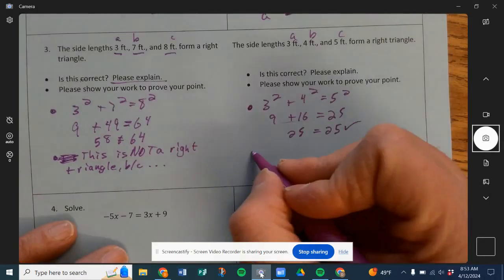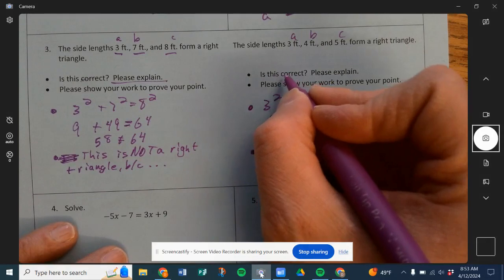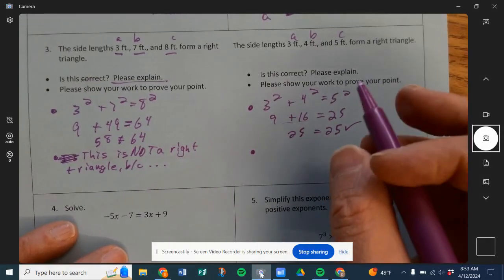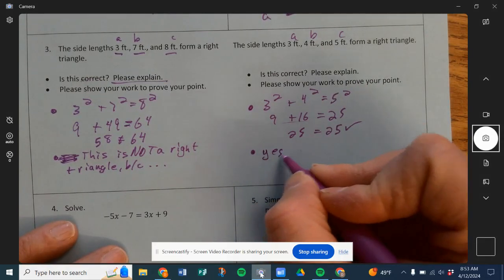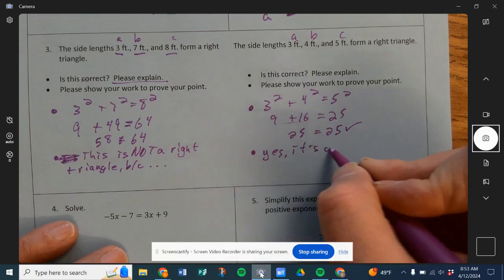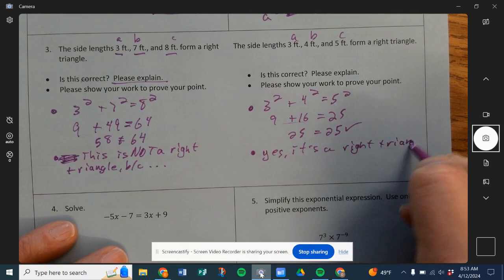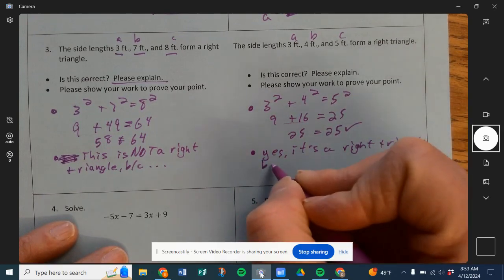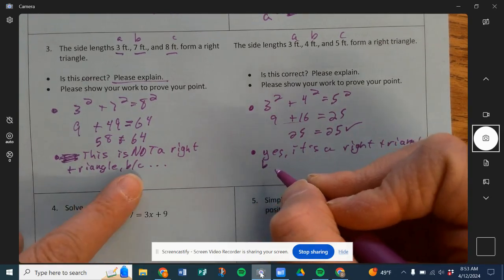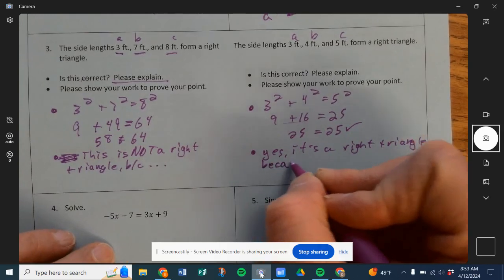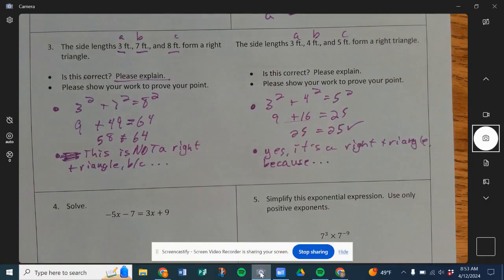Is this correct? Again, this should probably say, is this a right triangle? And you would say, yes, it's a right triangle. Because, I wrote B/C right here, that's just my shorthand for "because." But again, I'm going to let you explain that one.